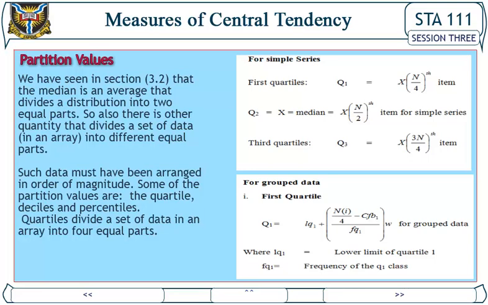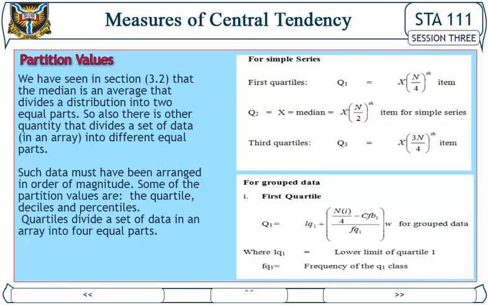Quartiles divide a set of data in an array into 4 equal parts. For simple series, first quartile, Q1 is equal to X into bracket n over 4th item. Q2 is equal to median is equal to X into bracket n over 2th item for simple series. Third quartile, Q3 is equal to X into bracket 3n over 4th item.